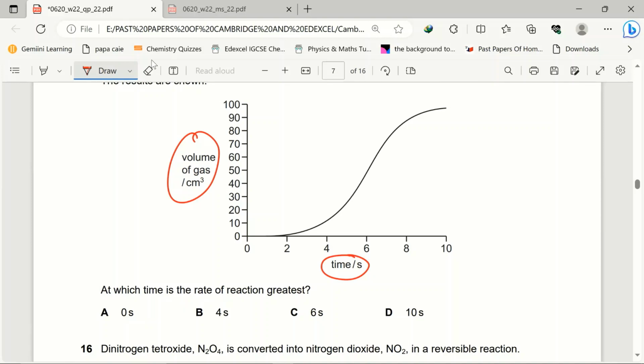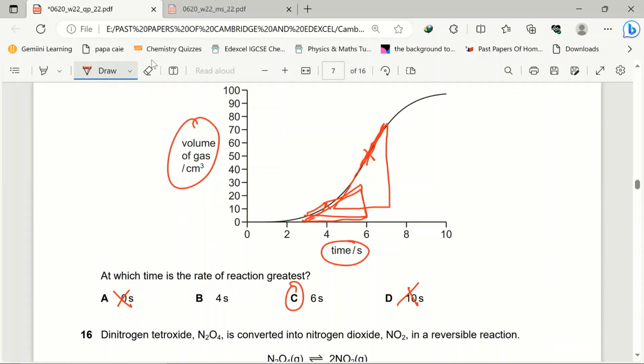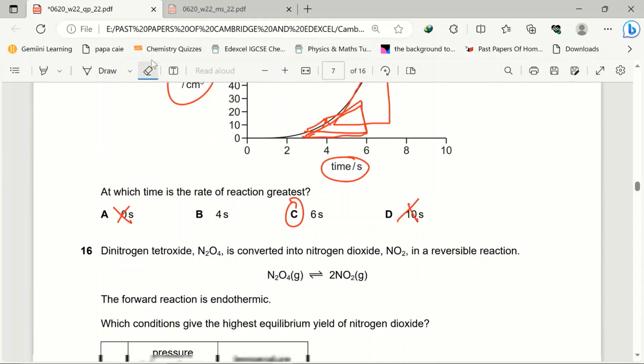0 second, 4 second, this is 4, and 6 second, this is 6, very steep, and 10 seconds, it is flattened. So this is absolutely not correct, and 0 second is not correct. We can see the graph is more steep. If you draw a gradient here, it will be steepest. At 4 second, it is not that steep. So 6 is the only correct answer. Gradient is basically the rate. Gradient means slope, right? So you need to take the slope and have a sketch of the slope, and you will easily understand. At 6 seconds, it was the steepest. So for question number 15, C is the only correct answer.